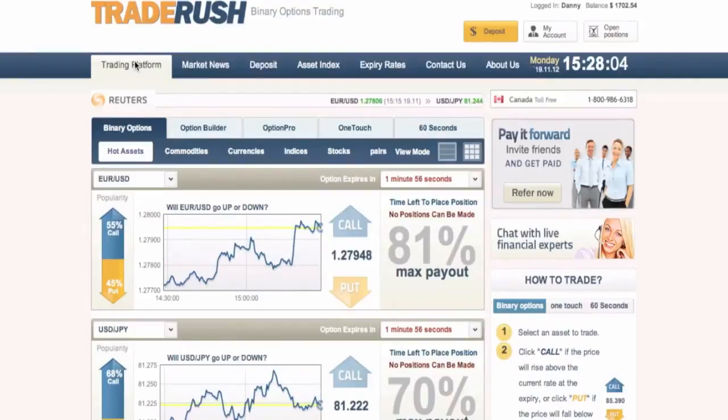And also another note is that TradeRush accepts euros, they accept pounds, as well as Canadian and Australian dollars. So you don't have to trade with the US dollar. When I joined, the US dollar was actually the only option at that time, but TradeRush is always improving and adding to their platform. So you guys get to enjoy trading in your own currency.